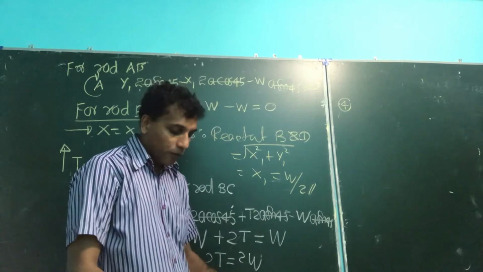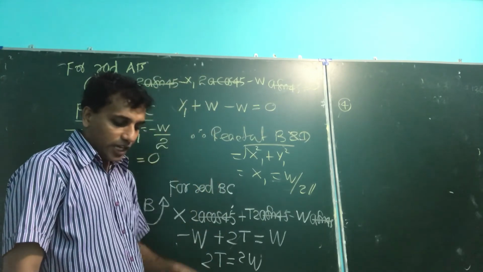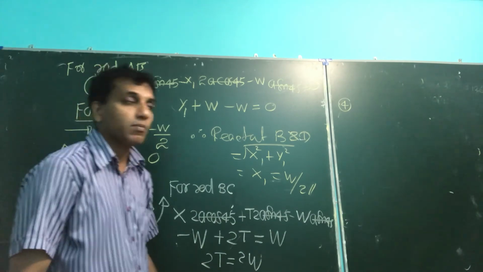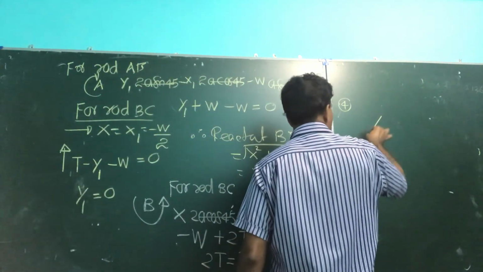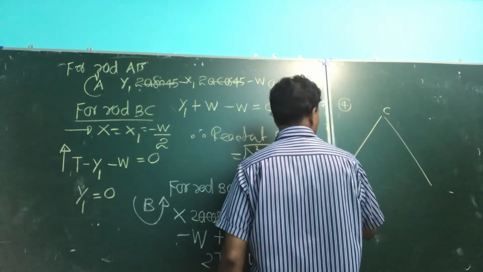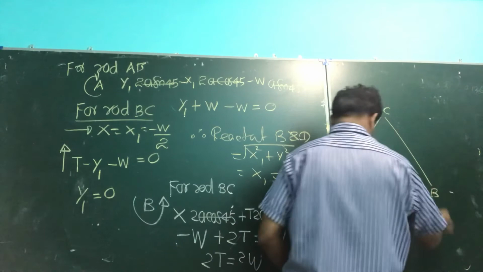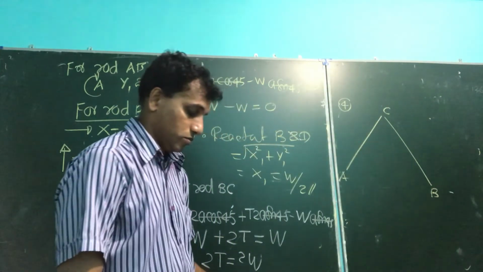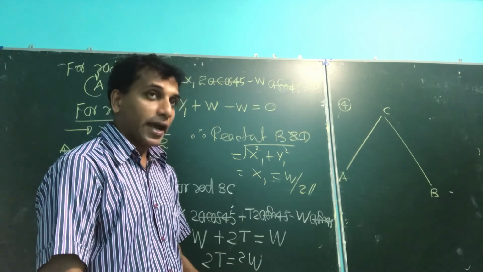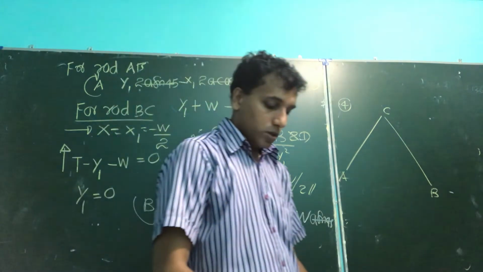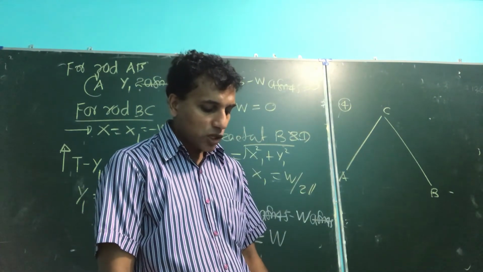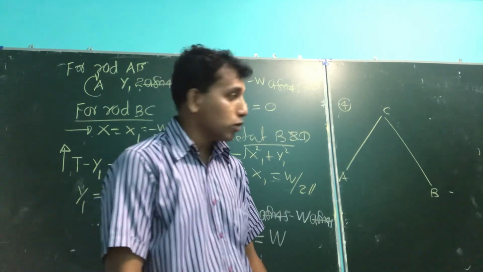Two uniform rods AC and CB, each of weight W, are smoothly jointed at C. The ends A and B are connected to two points at the same level. The inclination of the rods to the horizontal is 60 degrees.